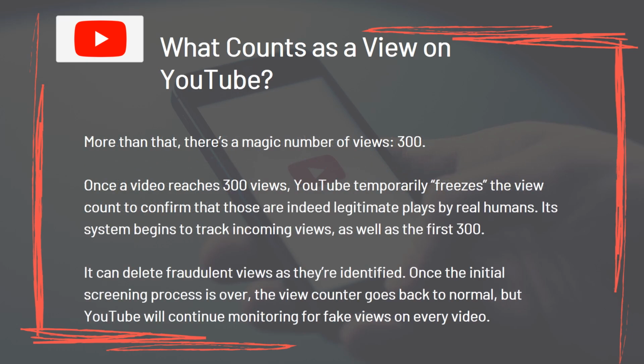More than that, there's a magic number of views: 300. Once a video reaches 300 views, YouTube temporarily freezes the view count to confirm that those are indeed legitimate plays by real humans. Its system begins to track incoming views as well as the first 300. It can delete fraudulent views as they're identified. Once the initial screening process is over, the view counter goes back to normal, but YouTube will continue monitoring for fake views on every video.